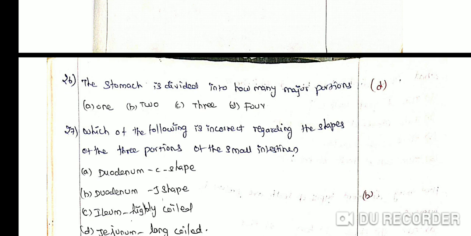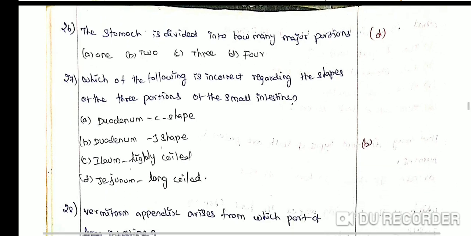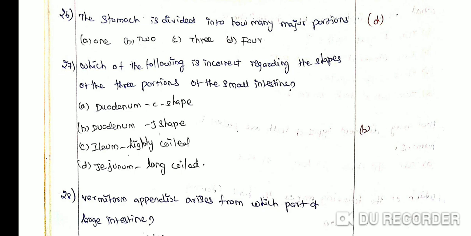Which of the following is incorrect regarding shapes of the 3 portions of the small intestine? Option A duodenum C-shaped, option B duodenum J-shaped, option C ileum highly coiled, option D jejunum long coiled. Answer is option B duodenum J-shaped. The small intestine is distinguishable into 3 regions: a C-shaped duodenum, a long coiled middle portion jejunum, and a highly coiled ileum.